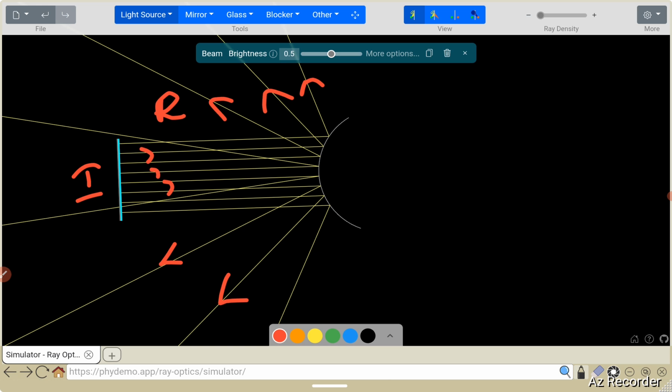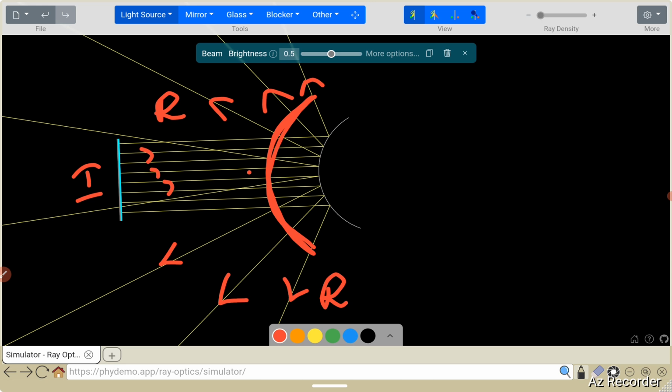In the concave mirror, we have seen these reflected rays meeting at one point somewhere here. But here, are they meeting? No, they are actually diverged. They are going in different directions. See here. This is the range of reflected rays.